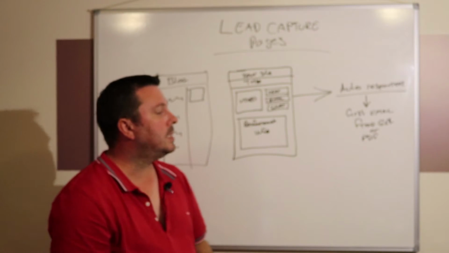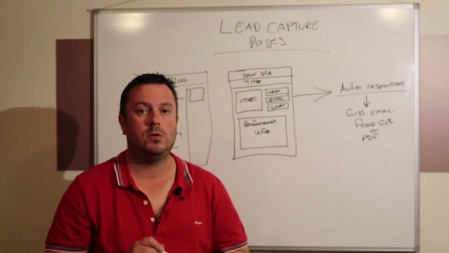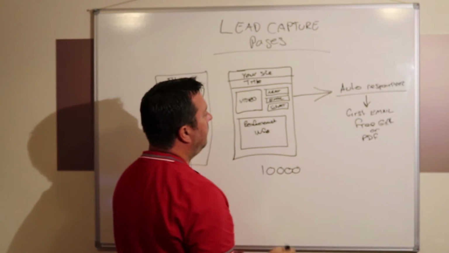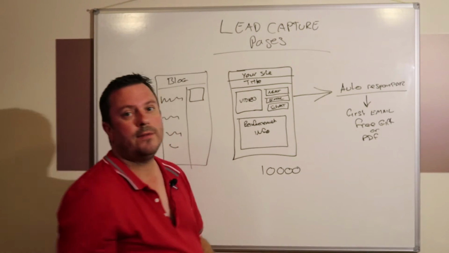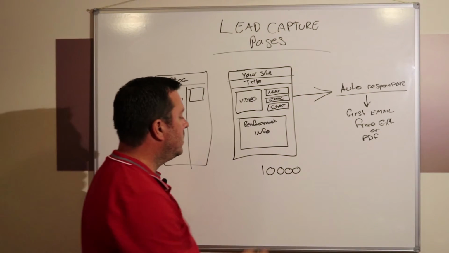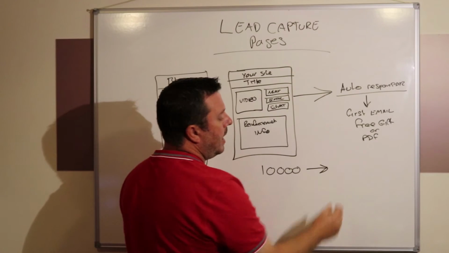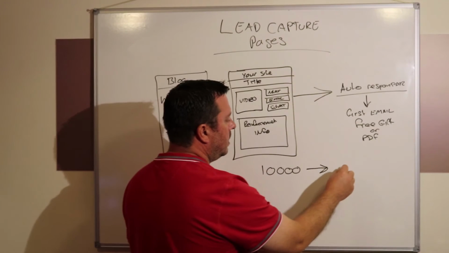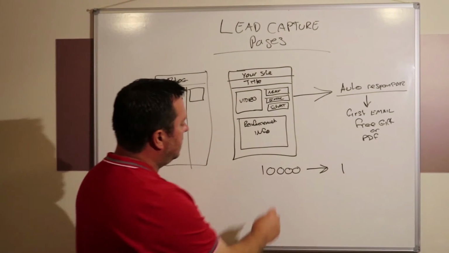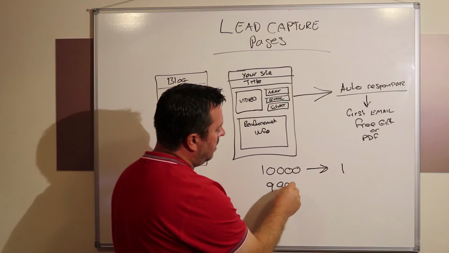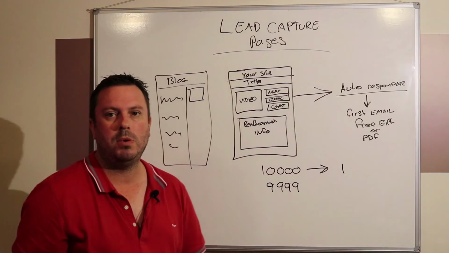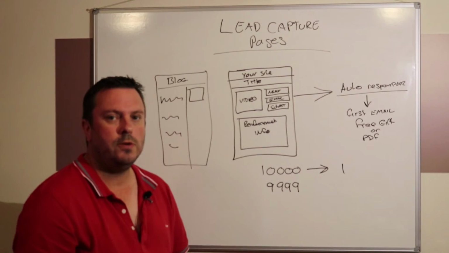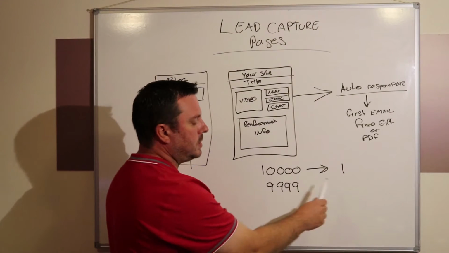Okay, let's put it into context. If you have 10,000 people visit your site, and you do not have a lead capture page on your site, then 10,000 people visit your site and potentially one person buys. Let's for example say one person buys. So that means 9,999 people have now vanished. Okay, so they're gone. So the only information you've got is one person, and that's only because they've bought something.